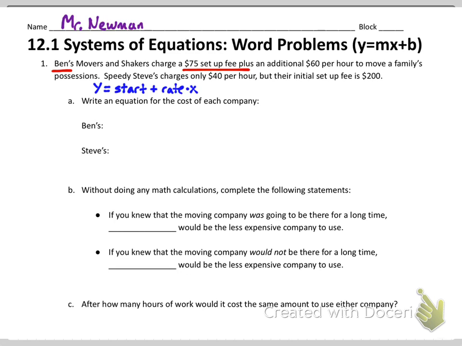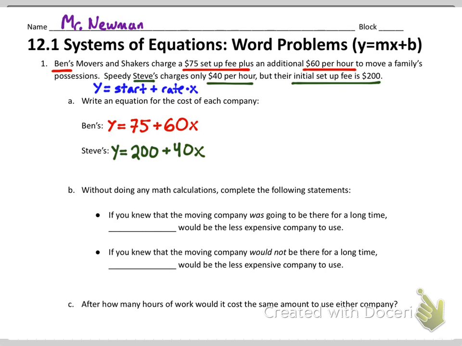I'm going to look at Bins Movers first, and we're going to say y equals the starting fee, that's the setup fee, $75 plus $60 per hour. Anytime you see a per, that usually means a rate. So $60 and then times x because it's per hour. Speedy Steve, I'm going to write down in green here, his initial setup fee is $200, so y equals 200. But he charges only $40 per hour, so it's plus the rate, 40 times x.